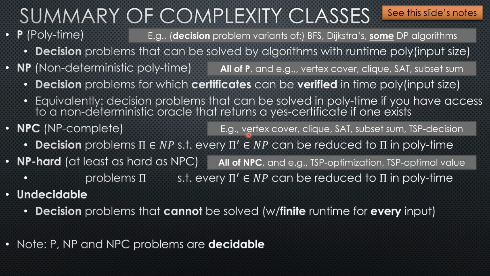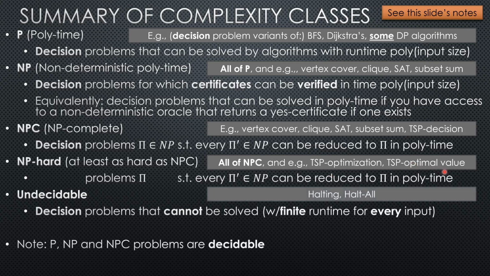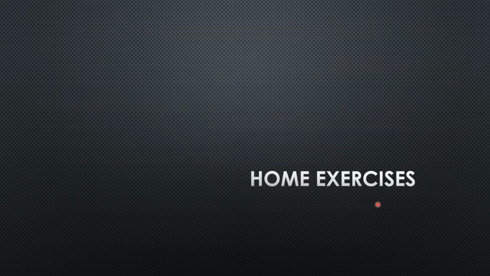And then NP hard has all of NP complete, plus you have, for example, TSP optimization, where you have to actually return not just a true-false answer, but the Hamiltonian cycle of optimal weight. You have to return the cycle itself. For TSP optimal value, you have to return the weight of the optimal Hamiltonian cycle. Neither of those are decision problems. They are reducible to the decision problem in polytime, but they're not NP complete because they're not decision problems themselves. But they are NP hard, and every NP complete problem, and thus every NP problem, can be reduced to these and to many other NP hard problems. And then for undecidable, we have halting and halt all, and that's the whole summary, and then we're into home exercises at the end.